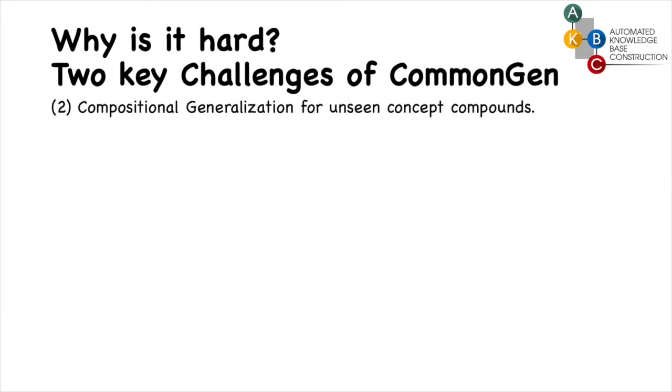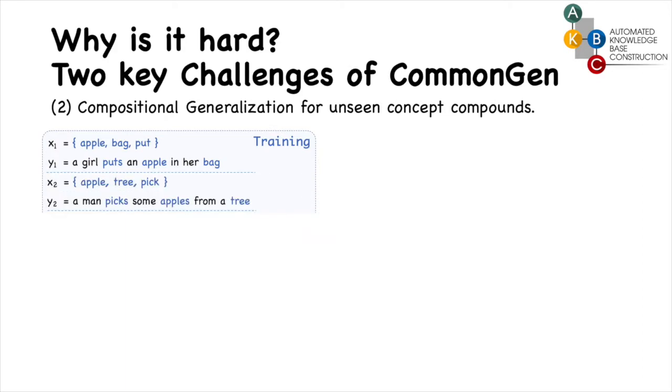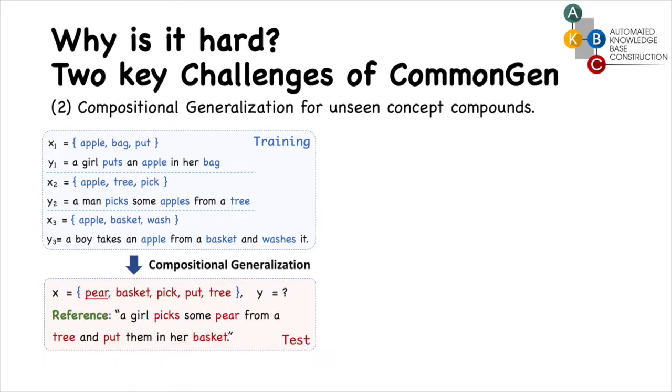Second, the dataset needs compositional generalization ability so that it can work for unseen combinations of concepts. For example, at training time, we can see examples such as apple, bag, put; apple, tree, pick; apple, basket, wash. While at testing time, the model needs to deal with a more challenging example like this one: pear, basket, pick, put, and tree. The model has never seen the concept pair at training time, or the combinations of any two of the given concepts. Still, we hope the machines can generate a sentence like: a girl picks some pears from a tree and puts them into a basket.